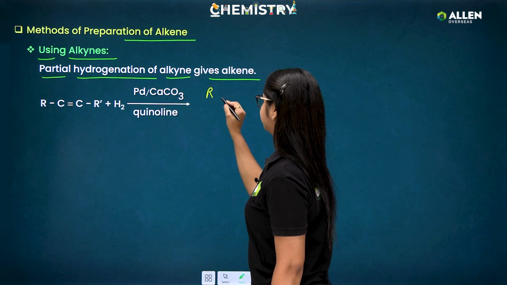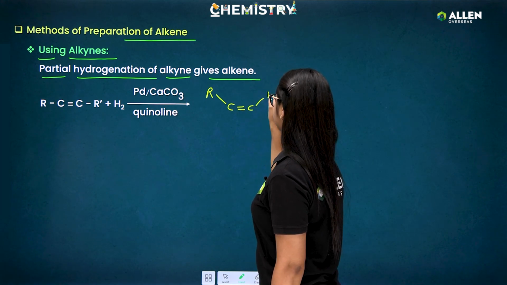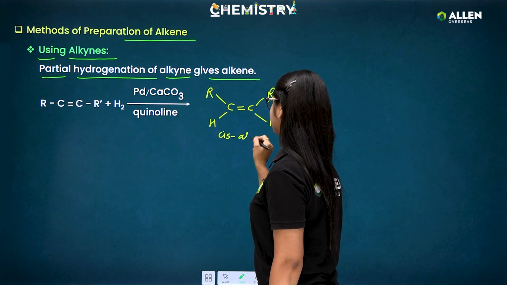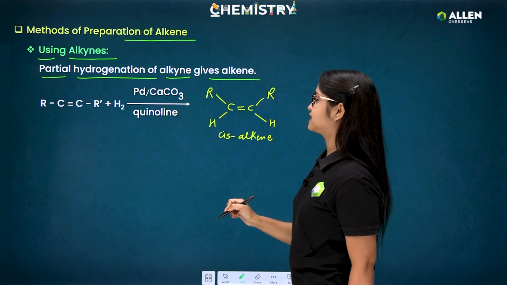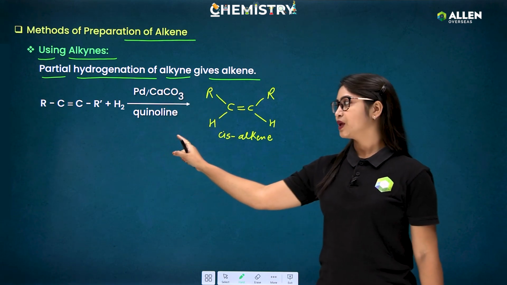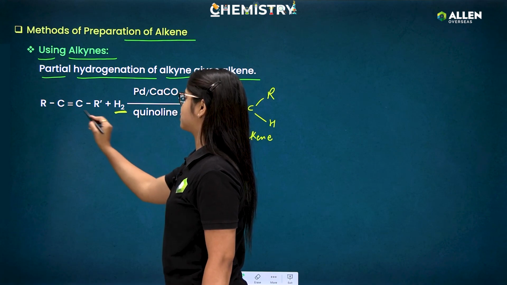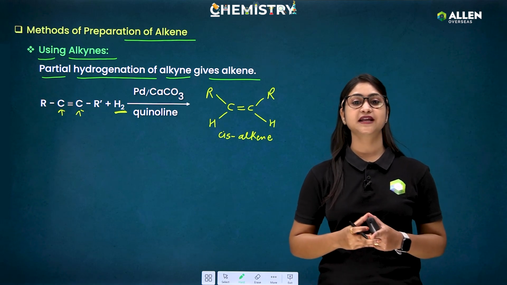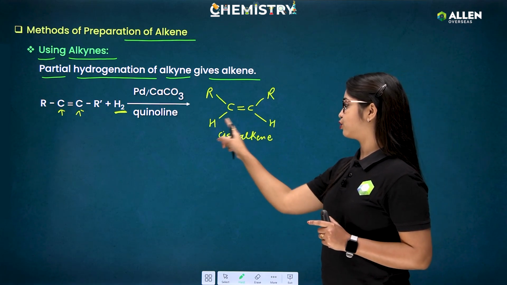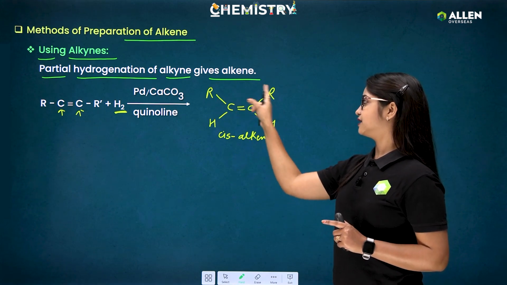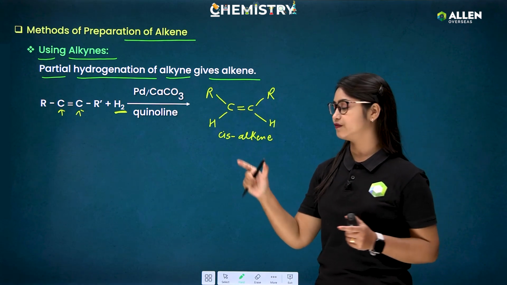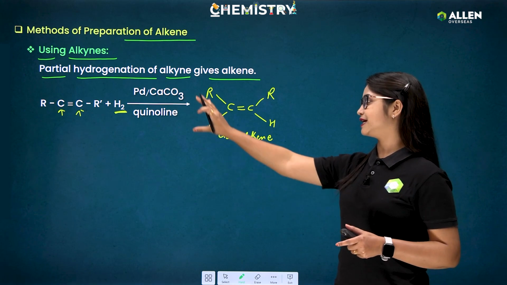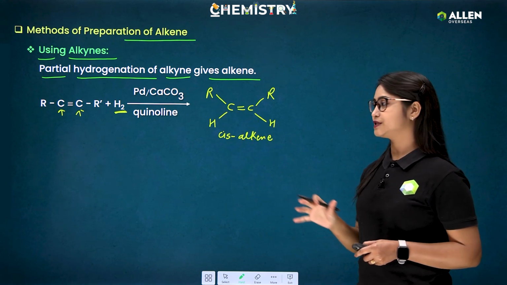So if we make this structure, cis alkene is obtained because in presence of this reagent, the addition of hydrogen on these carbons takes place from the same side. Okay, that means syn addition takes place. That's why when hydrogens remain at the same side, the other alkyl groups will also remain at the same side. So we can say that this is cis alkene, right? This is the characteristic of this reaction and this reagent, that cis alkene will be obtained, right?